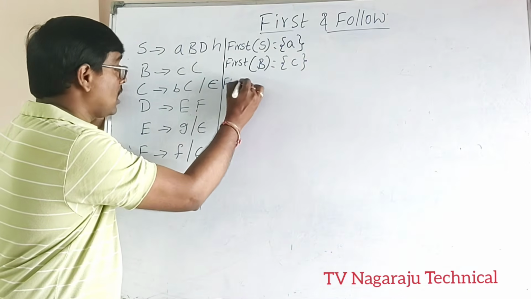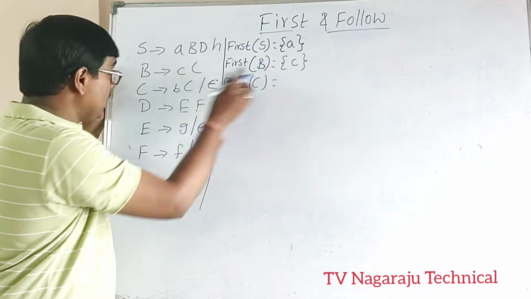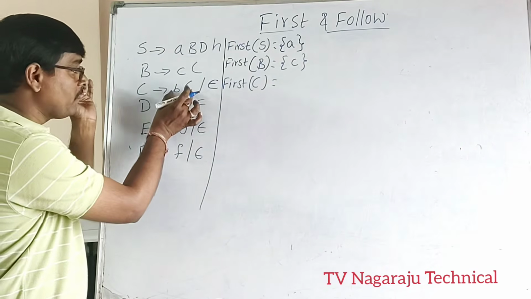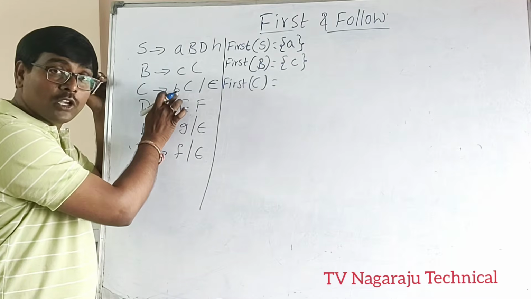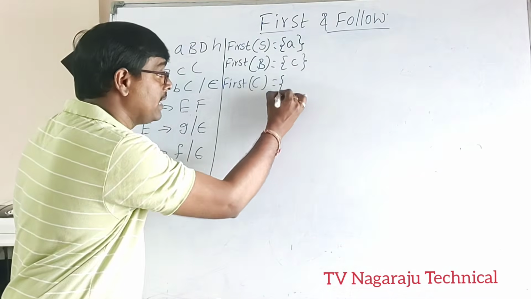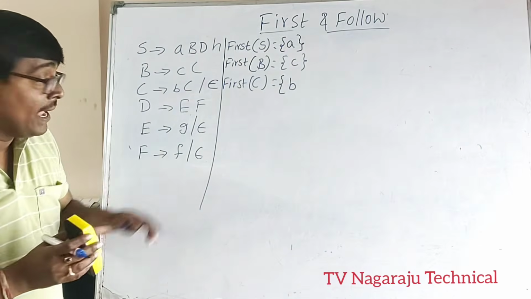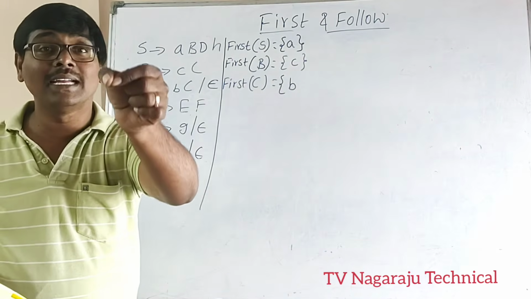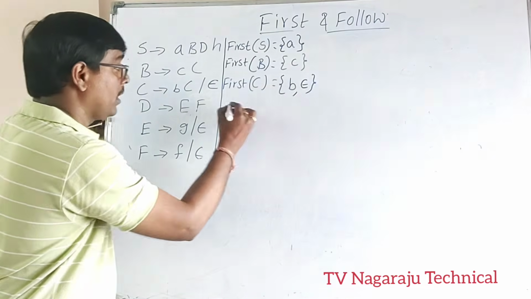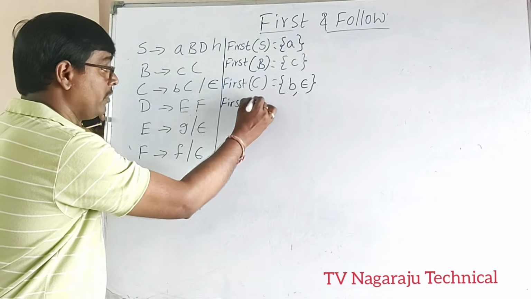Now first of capital C. Here capital C has two productions. First, consider the first production. The first production is bC. So it starts with a terminal. So directly b is included, and epsilon is also considered in the first of the production. Epsilon.